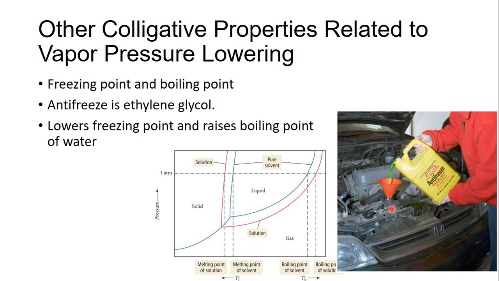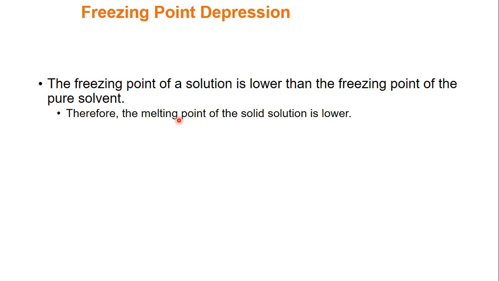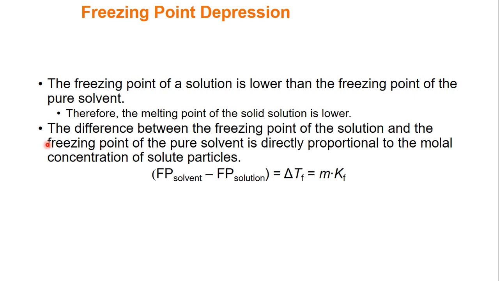And that's why we use antifreeze in our cars. Antifreeze will make sure that your liquids don't freeze. It's harder for them to freeze because antifreeze is made out of ethylene glycol. It will form a solution, so it lowers the freezing point. So let's look at this mathematically. Like I said, the freezing point is lower, so it's harder to freeze something.